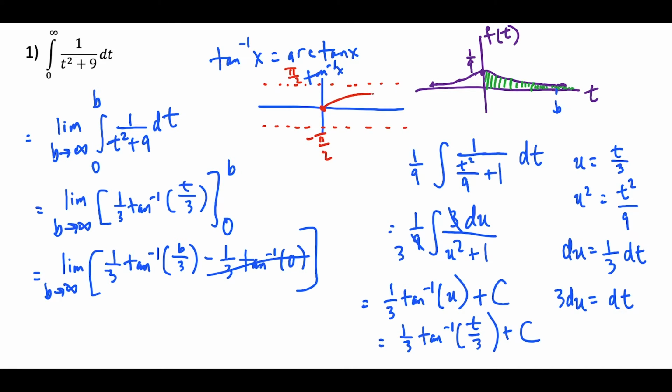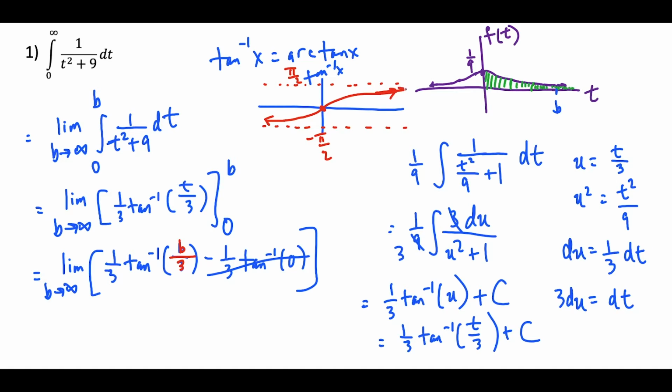And the graph looks like this. So if we want to evaluate this limit here, as b goes to infinity, b over 3, this part goes to positive infinity. But then if you think about it, tangent inverse of positive infinity, you're saying what happens to tangent inverse as x goes to positive infinity?